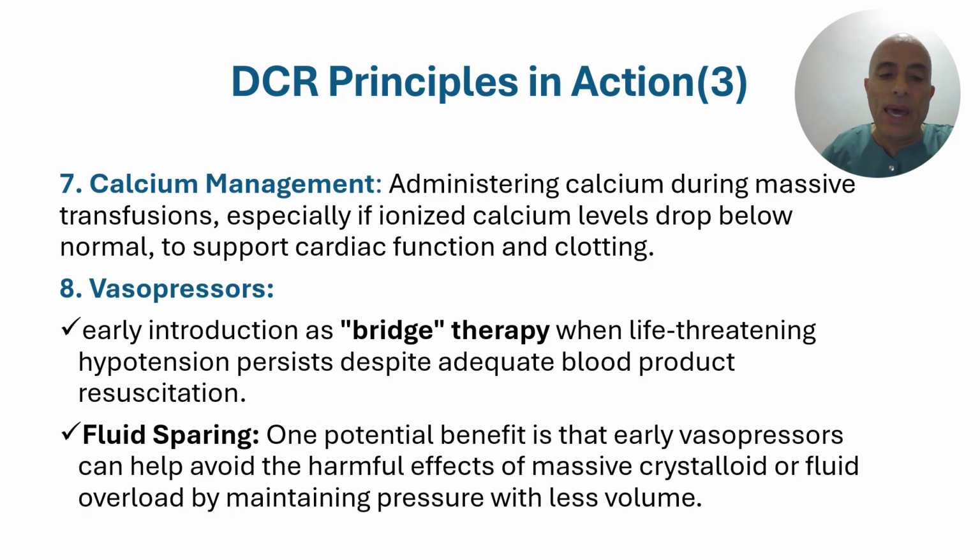The principle number 8 is the use of vasopressors with certain rules. First, the early introduction of these vasopressors as bridge therapy when life-threatening hypotension persists despite adequate blood product resuscitation. Second, fluid sparing. In fact, one potential benefit is that early vasopressors can help avoid the harmful effects of massive crystalloid or fluid overload by maintaining pressure with less volume.